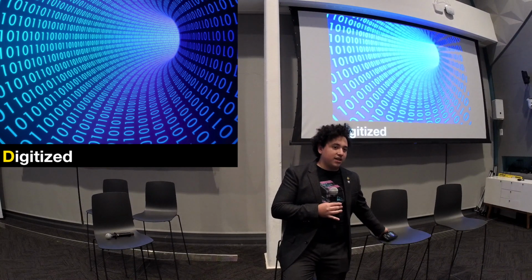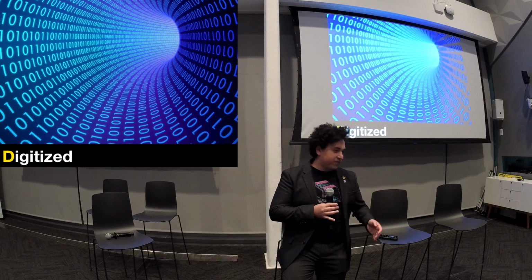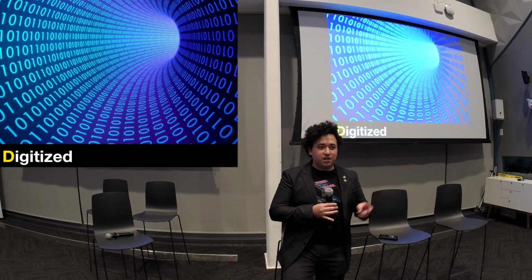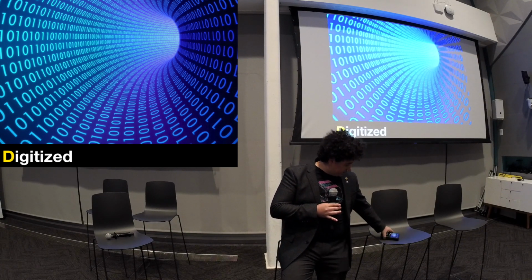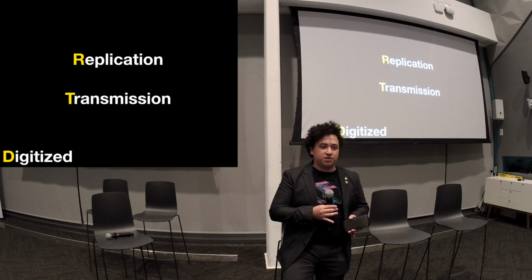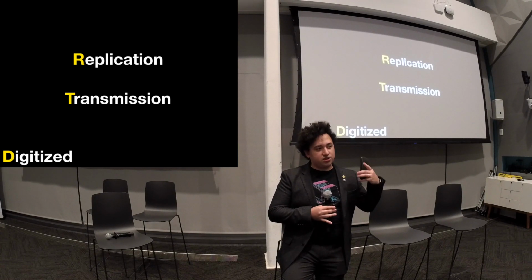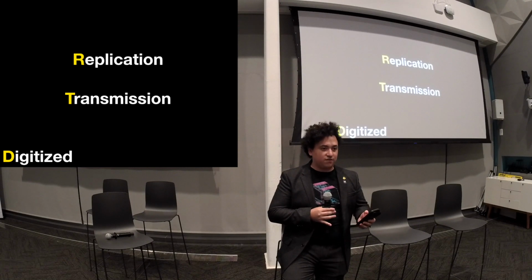So the first one is digitize. Whenever any technology goes from analog to digital, basically zeros and ones, two things happen. It allows for near zero cost replication and transmission. This is actually the backbone of all of this, and it's the most important, even though it's the first one. And these two factors, just think about it, they're going to start getting faster and faster.